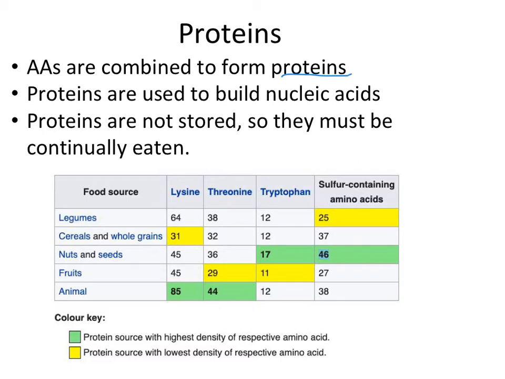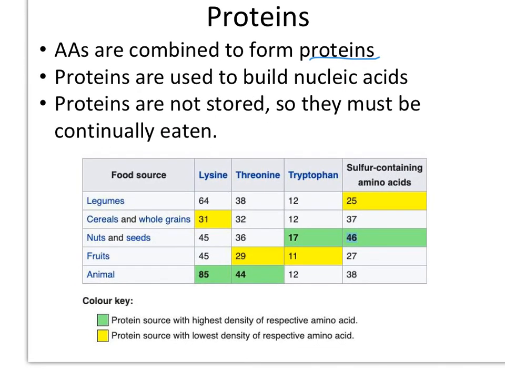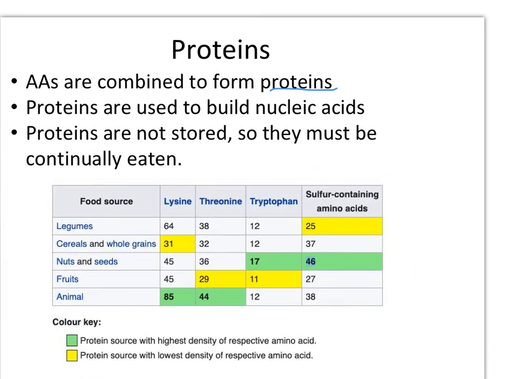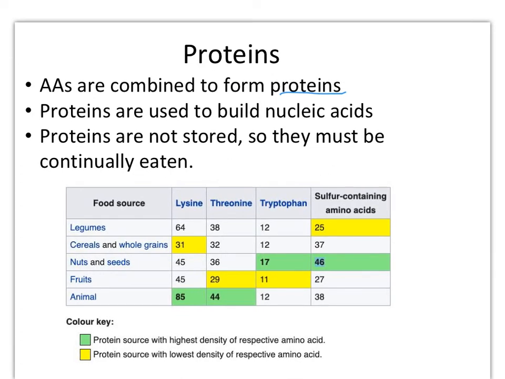Then proteins really are the bomb. Like everything that happens in the body happens because of proteins. They build and process nucleic acids, so all cellular reproduction. But it's important to know that they're not stored. If you eat a bunch of protein, you will just pee it out. So you do have to continually eat it.